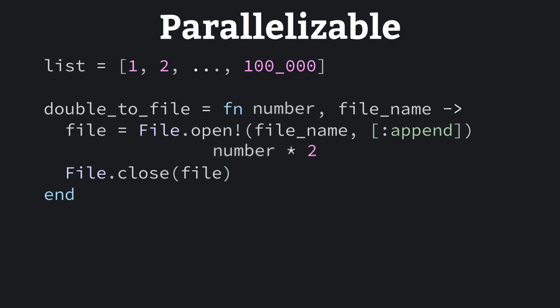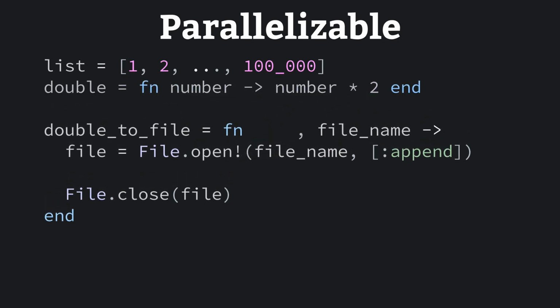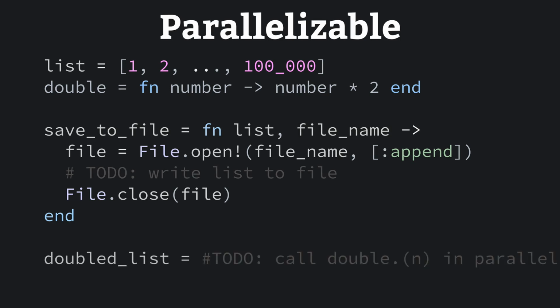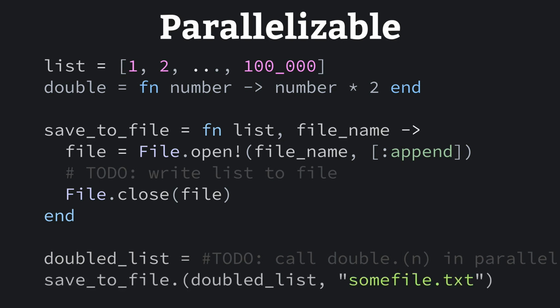Now, if you split this function up into a double function, which is a pure function, and you move the impure stuff to a save-to-file function, then you could potentially harness the power of multiple CPUs to double the numbers, and you could avoid parallelism when it would be bad, like writing to the same file. Now, you're probably wondering, how can we parallelize calls to the double function? Hold that thought for now. We'll cover these concepts in upcoming videos.